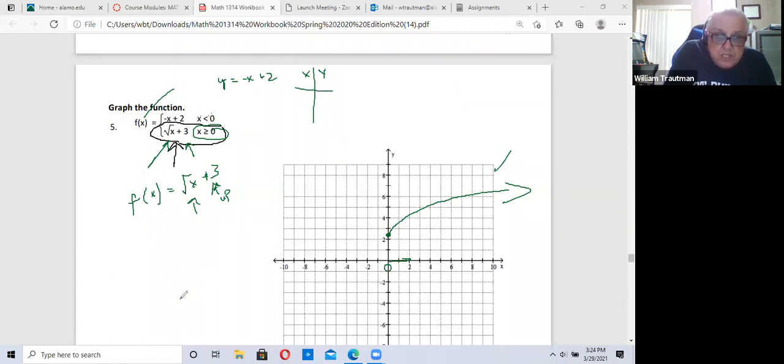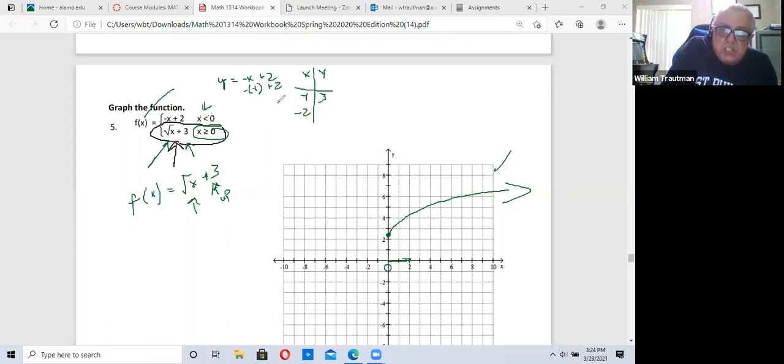Wait, hang on, my pen, I can't see it. These are all the numbers less than 0 over here. So I can only put negative numbers in there because it says for numbers, x is less than 0. So I'm going to put a -1 in here. If I put a -1, a negative and a negative is a positive. So that's 1 + 2 is 3.